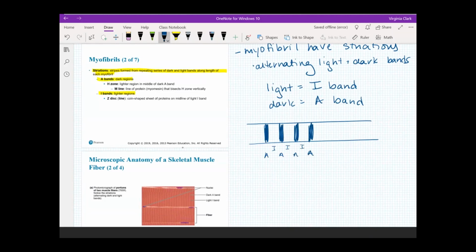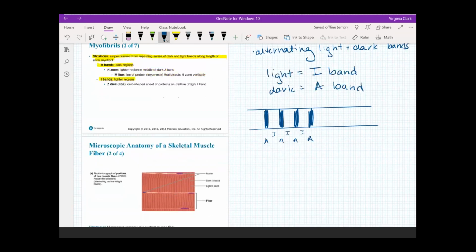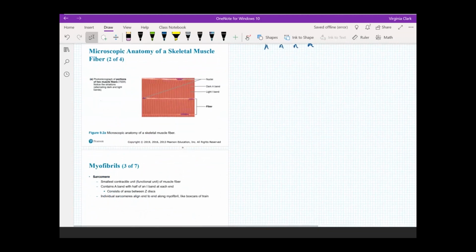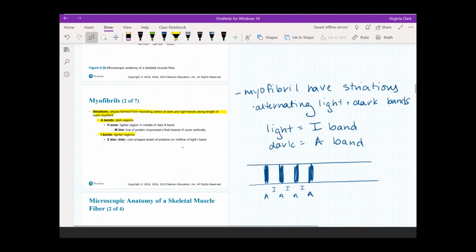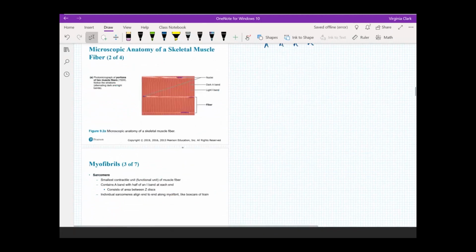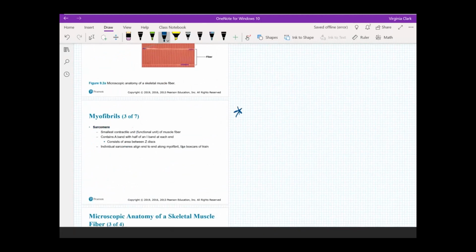The H zone, M line, and Z disc we'll come back to in a second. We're not going to forget those, but right now we're just going to talk about the light and the A bands. So you can see the stripes here, alternating dark and light. And another feature, not just the myofibrils, is going to be the sarcomere.